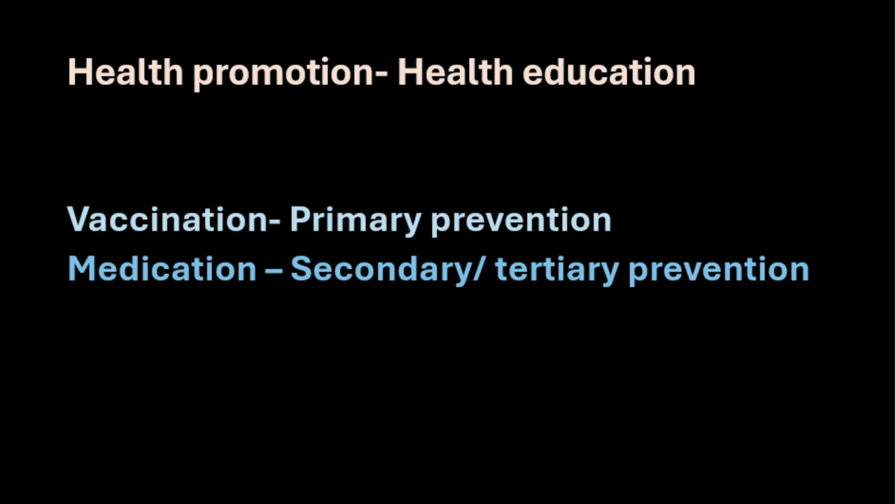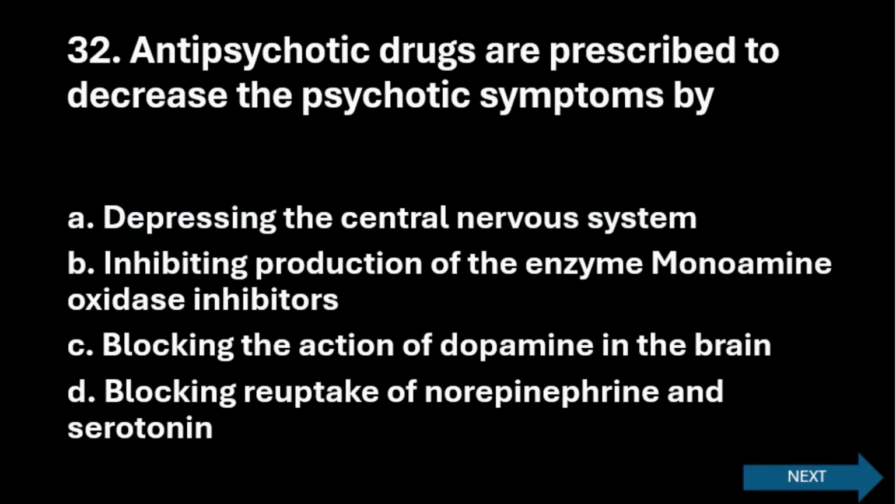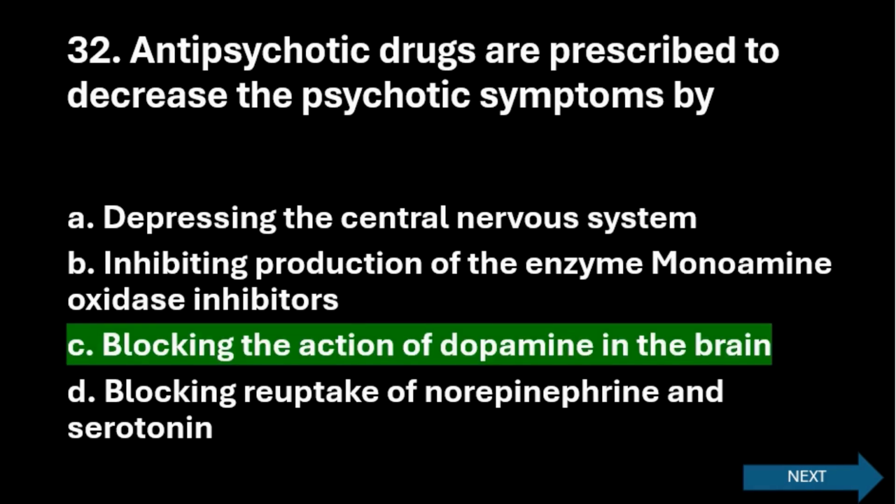Next question. Antipsychotic drugs are prescribed to decrease the psychotic symptoms by: option A, depressing the central nervous system; option B, inhibiting production of enzymes, monoamine oxidase inhibitor, MAOI; option C, blocking the action of dopamine in the brain; and option D, blocking reuptake of norepinephrine and serotonin. Here the right answer will be blocking the action of dopamine in the brain.